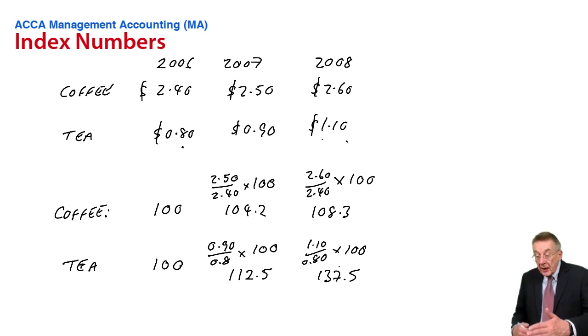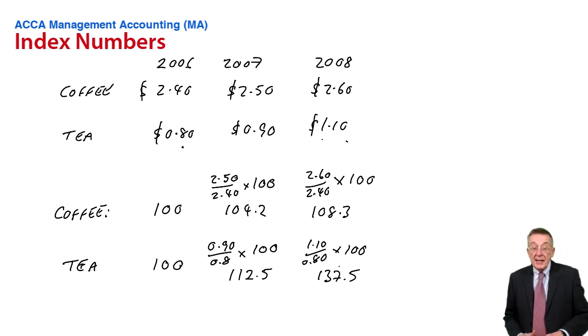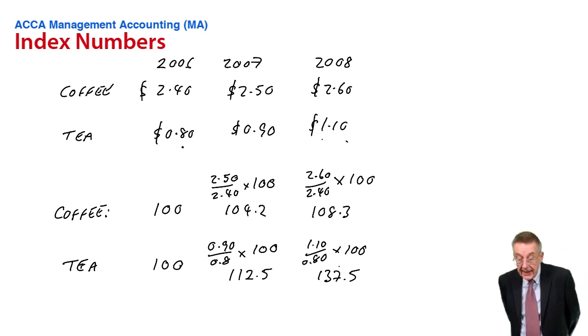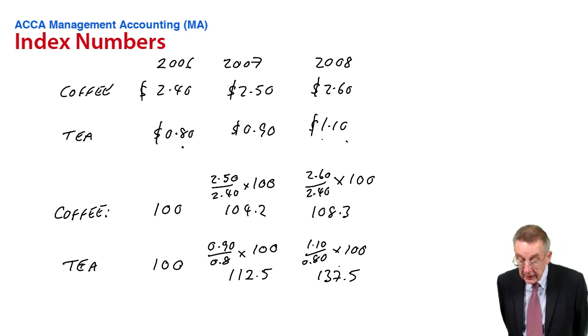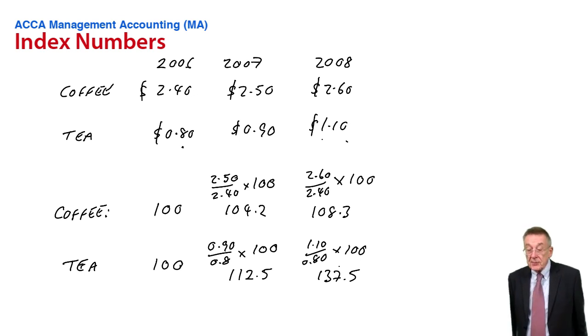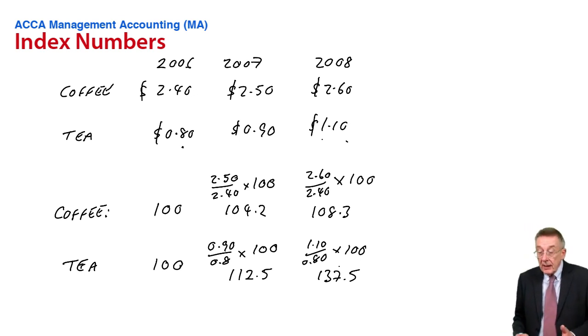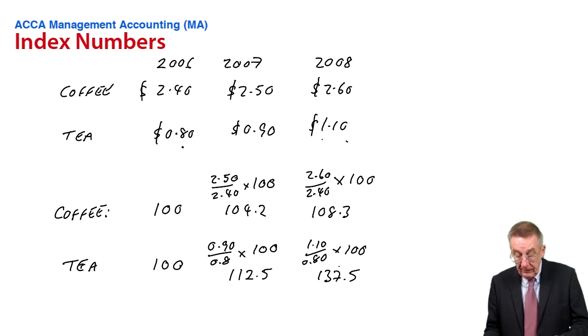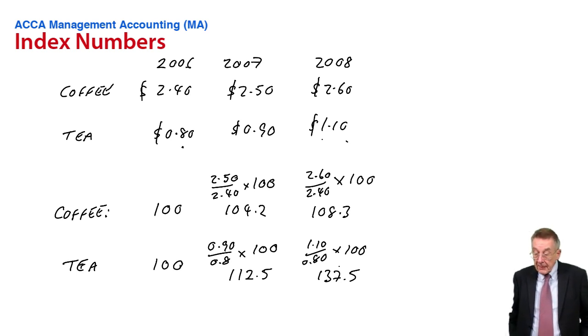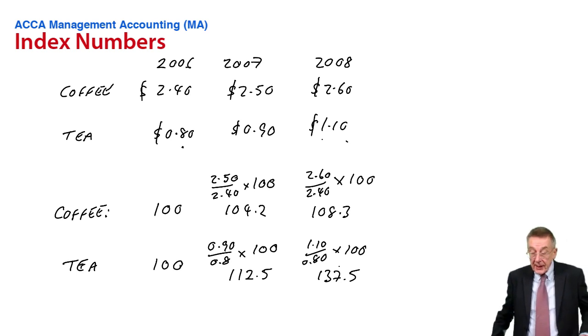And now, you see, we can compare coffee and tea. It's just a lot more obvious. Looking at those index numbers, since they both start with 100, it's clear that tea has gone up massively more than coffee, which wasn't as obvious just by looking at the original figures, because you can't immediately compare $2.40 with 80 cents and so on. So that's all it is. It's a lovely little exercise.